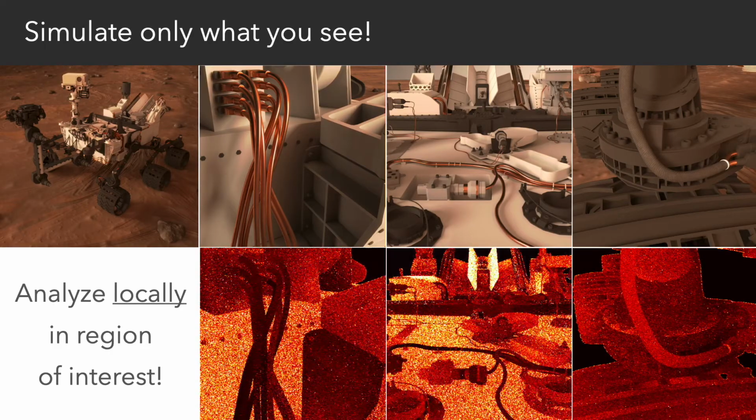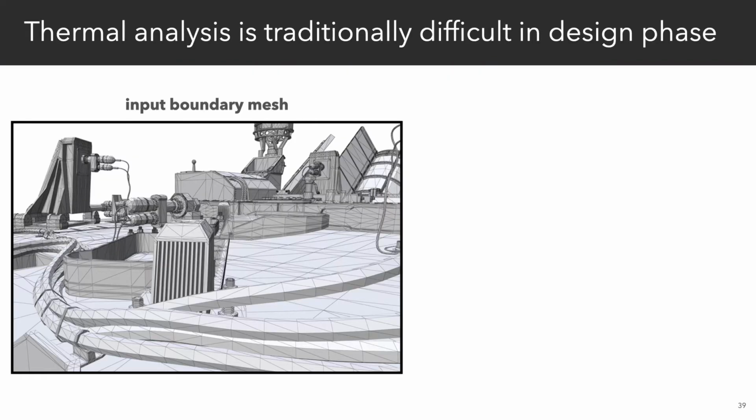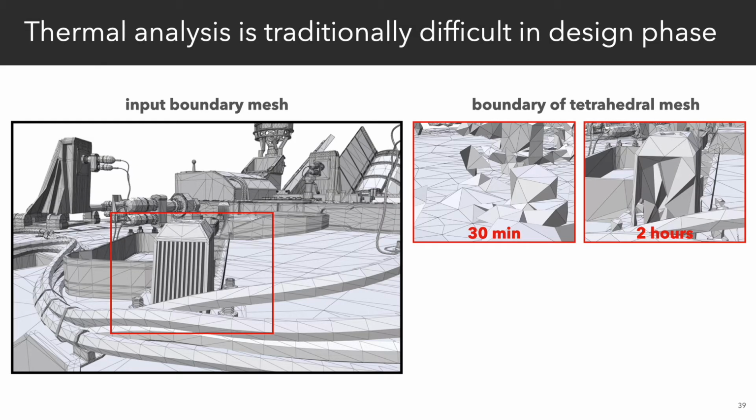Historically, this type of thermal modeling has been difficult to integrate into the design phase precisely because of finite element meshing, which completely destroys surface detail on the Mars rover if we try to tetrahedralize this model.